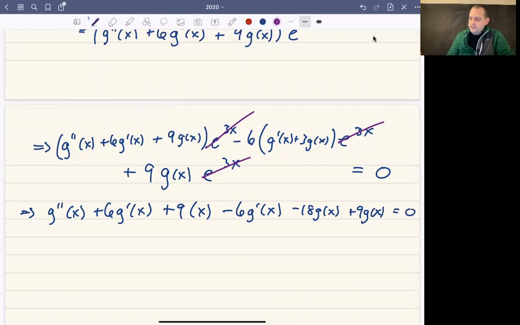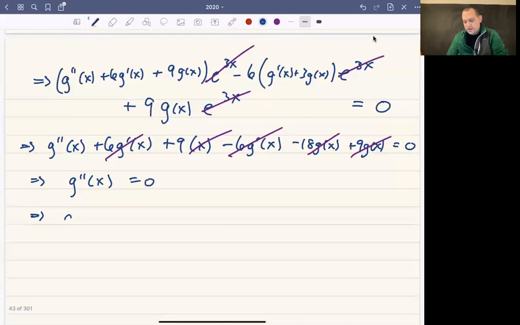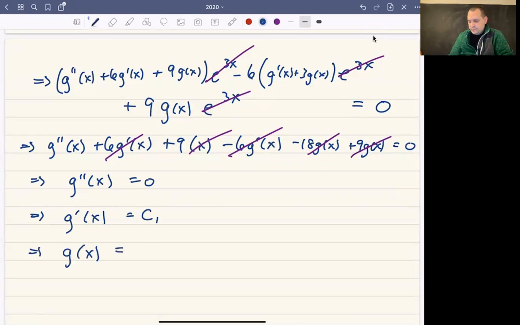And then what happens here is that you'll have 9g of x minus 18g of x plus 9g of x all add up to 0. 6g prime minus 6g prime adds up to 0. And so this means that g double prime of x is 0. And therefore g prime of x is constant. So we'll call it C1. And g of x is linear, which is C1x plus C2.